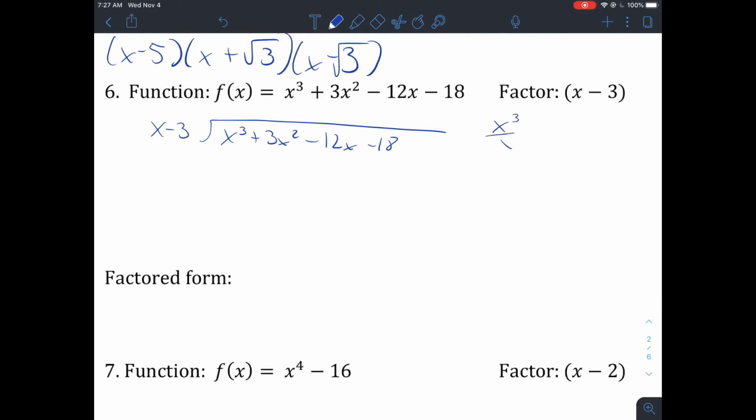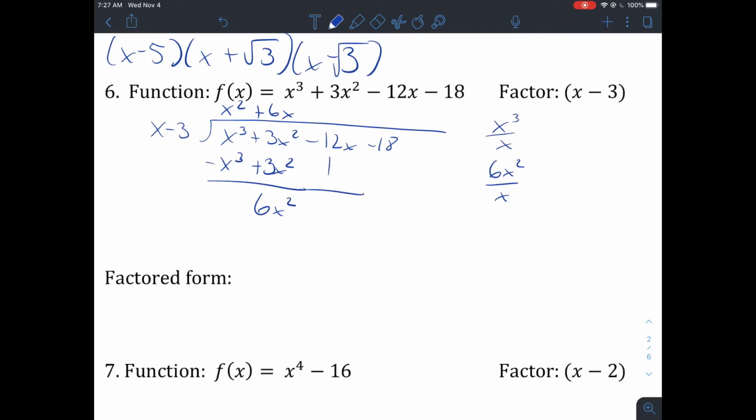So we're going to do x cubed divided by x. We get x squared. We'll go ahead and multiply. We get x cubed minus 3x squared. Change the sign. And we get 6x squared. All right. Then we're going to go ahead and do our division here. So we get 6x squared divided by x. We get plus 6x. Do our multiplication.